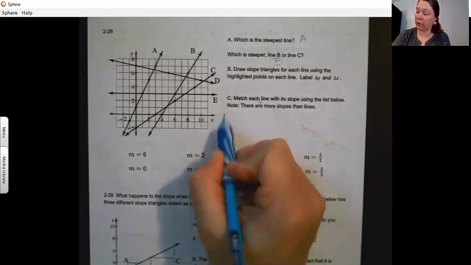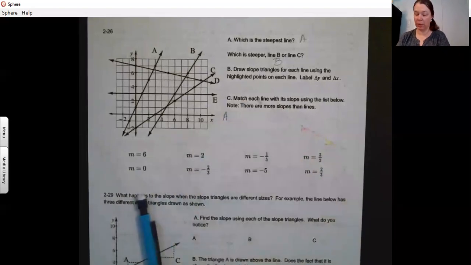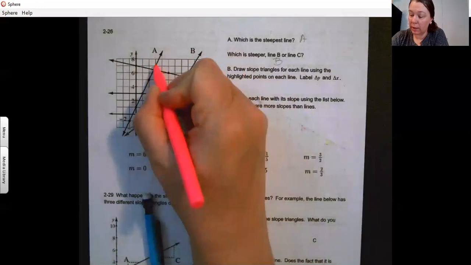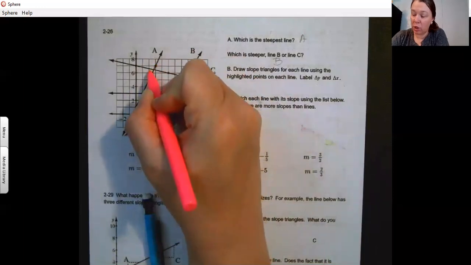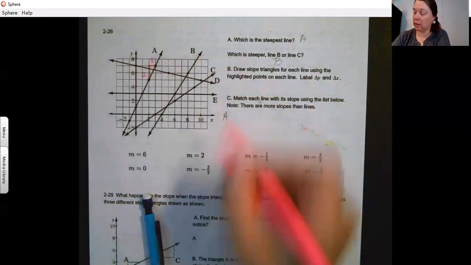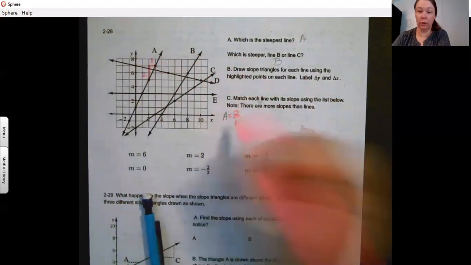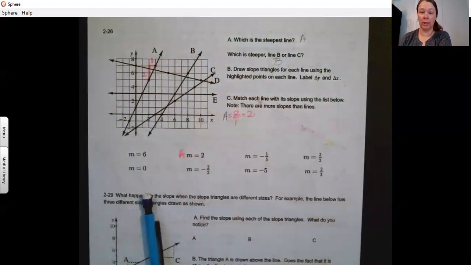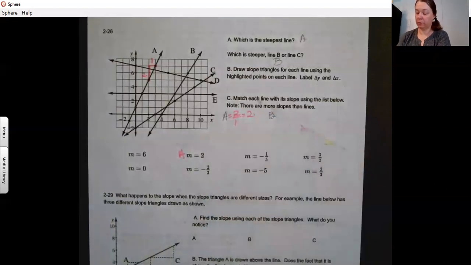Okay, so for line A, it says use the points that are there, and you can use any point you want. It's up to you how you want to draw your slope triangle. So I could pick this point and this point, and I would say my change in Y is 2, my change in X is 1. So for A, my slope is 2 over 1, which is 2. So that's A.